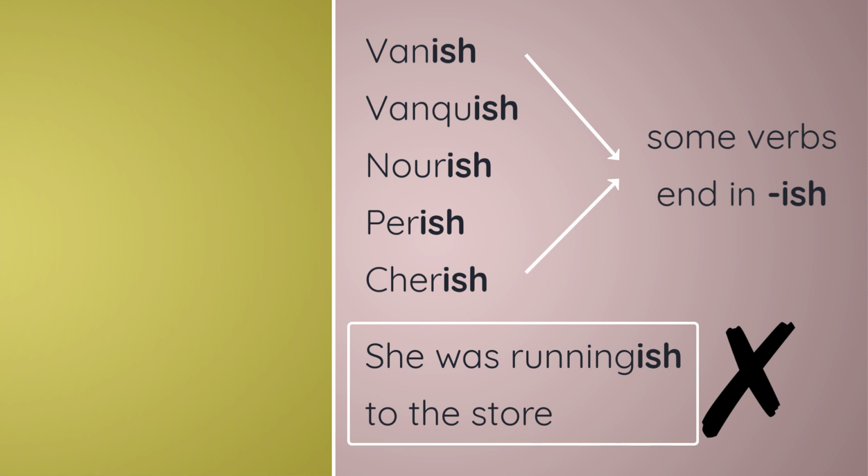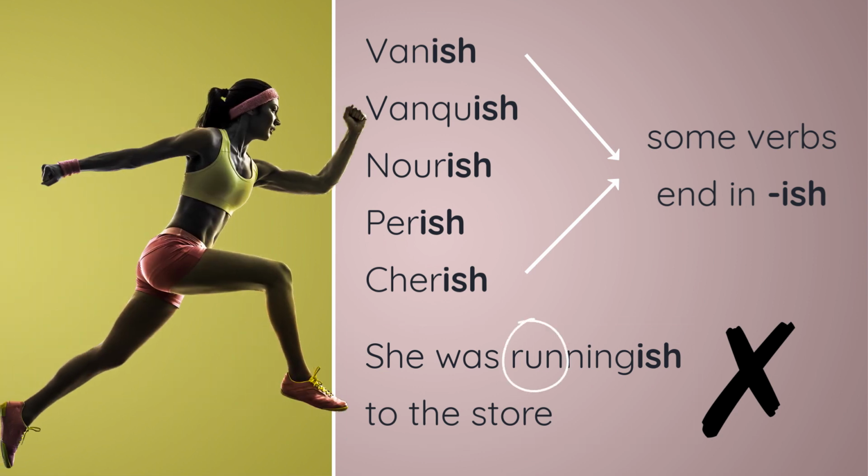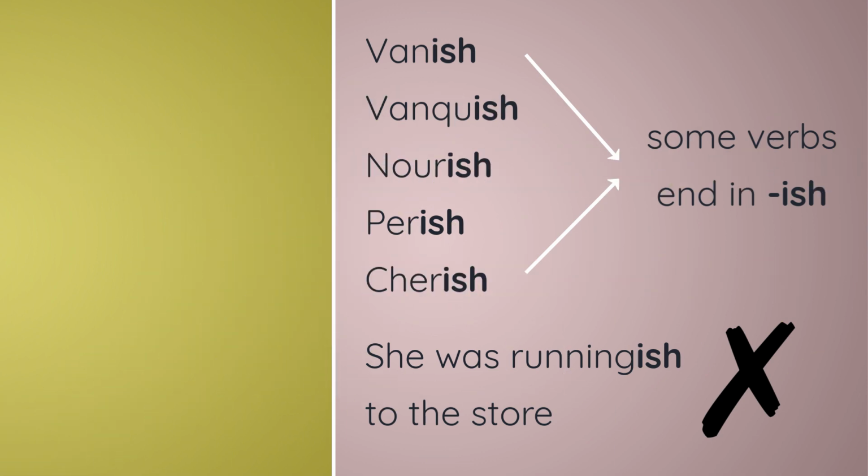Alright, well, can we add ish to a verb that does not naturally have ish? So for example, I have the verb to run. Can I say she runish to the store to mean she sort of runs? Or she was running-ish to the store? No. So we don't use ish. We don't add ish to verbs. This would be incorrect.